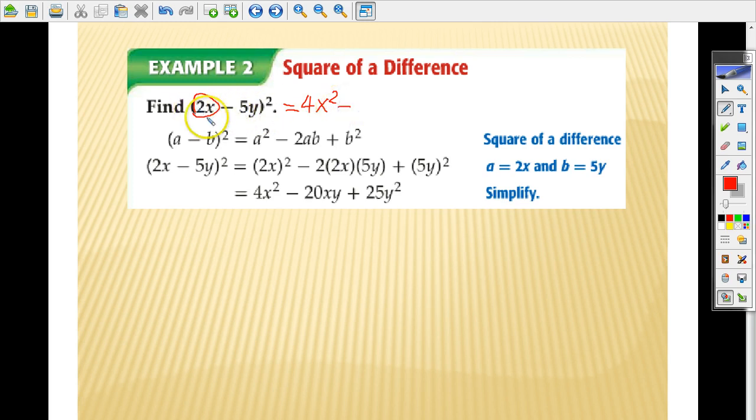2 times first and second term. So 2 times 2 is 4, times 5 is 20. And you have x times y, so you're going to put xy. Plus, and you have 5y squared, which is 25y squared. Okay, so simple as that. All you're doing is using this equation each time you see a square of a difference.